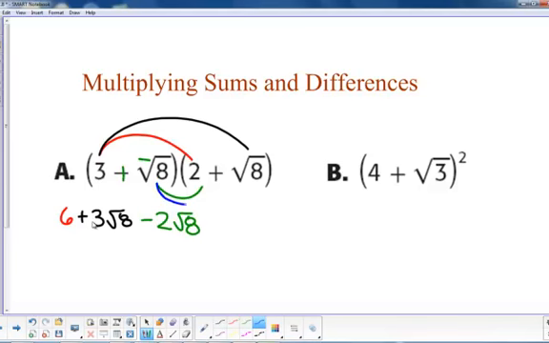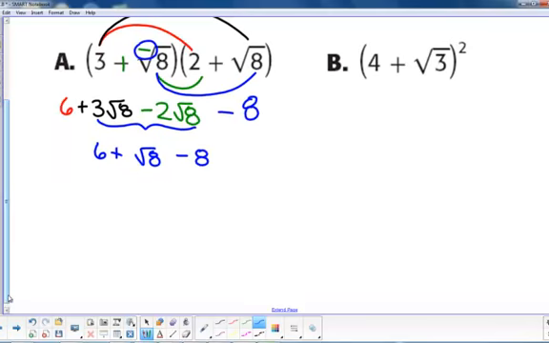And then the last, we have a minus because of this. And root 8 times root 8 is root 64, which is 8. So this is 6 plus 1 root 8. We don't even need the 1 because we need to put our like terms together. Minus 8. All right, well, 6 minus 8 is negative 2.